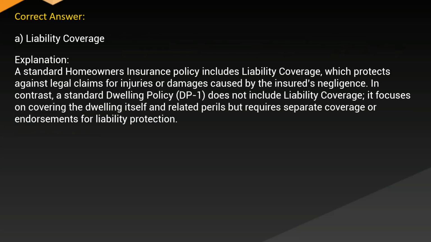Correct answer. A. Liability coverage. Explanation. The standard homeowners insurance policy includes liability coverage, which protects against legal claims for injuries or damages caused by the insured's negligence. In contrast, the standard dwelling policy D1 does not include liability coverage. It focuses on covering the dwelling itself and related perils, but requires separate coverage or endorsements for liability protection.